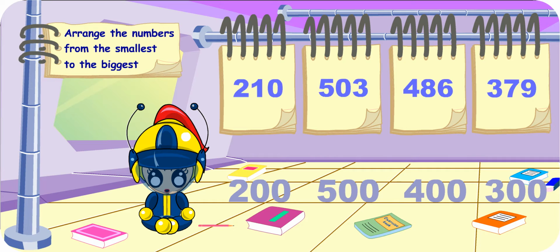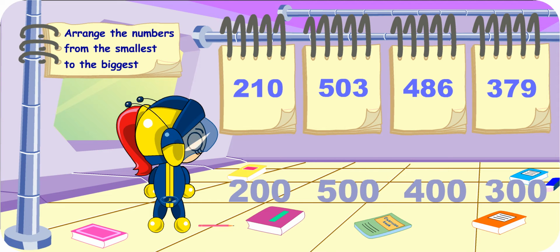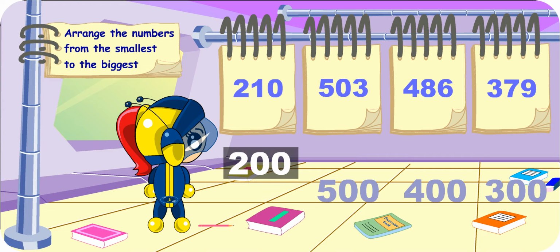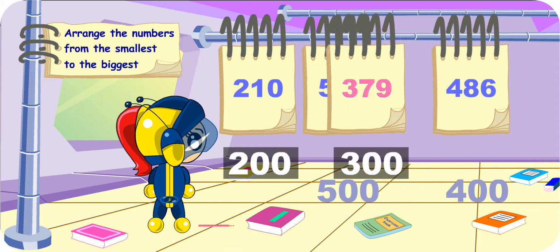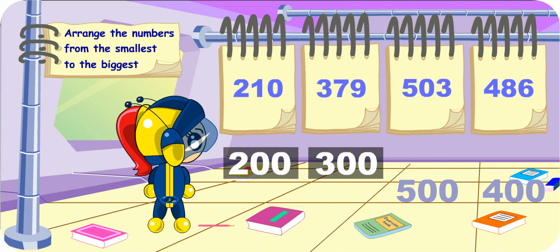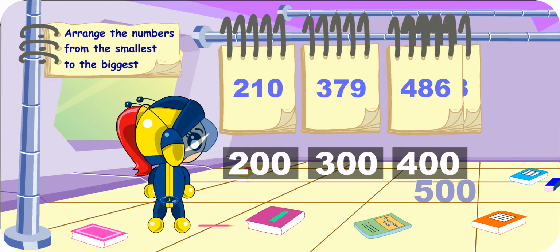Okay. Which one is the smallest number? The number that begins with 200. That will be 210. After 210, which number should be next, Turbo Girl? Okay, the smallest number is 210. The numbers left are 503, 486, and 379. 379 should be next because it starts with 300. Then it will be 486, and lastly 503.